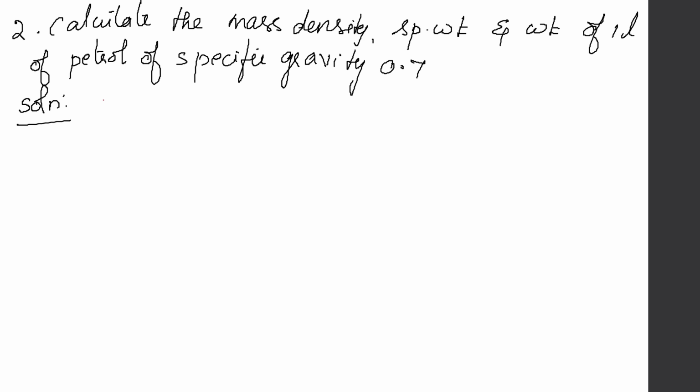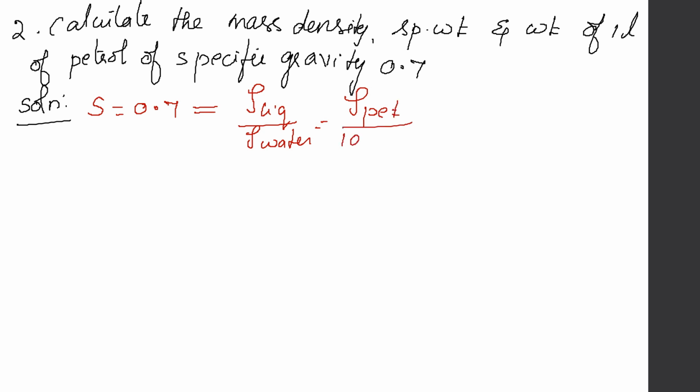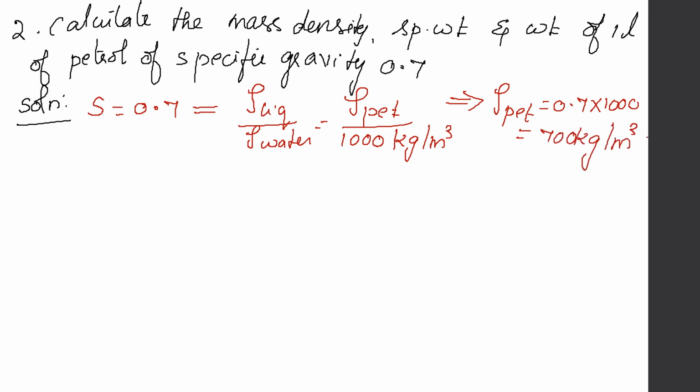It is given that the specific gravity S is 0.7. We know specific gravity is equal to mass density of the liquid divided by mass density of water. Here the liquid is petrol, and the mass density of water is 1000 kilogram per meter cube. From which we get density of petrol is equal to 0.7 into 1000, which is 700 kilogram per meter cube. So the first part, mass density, is over.